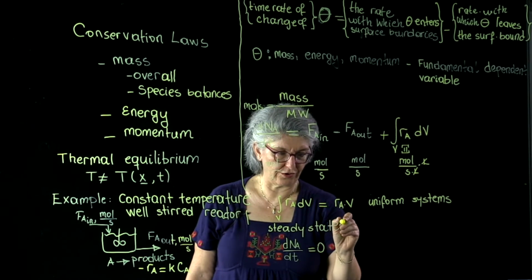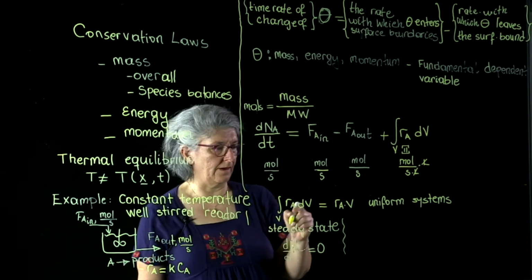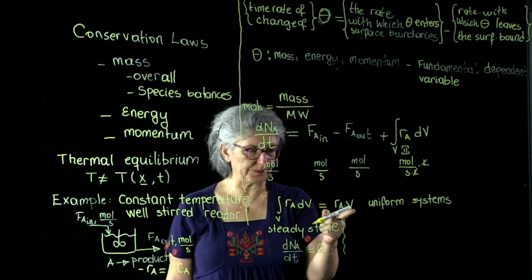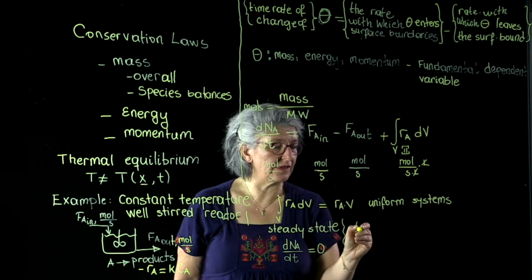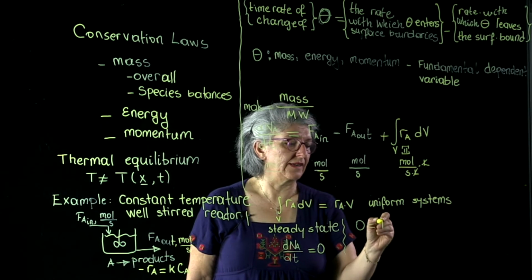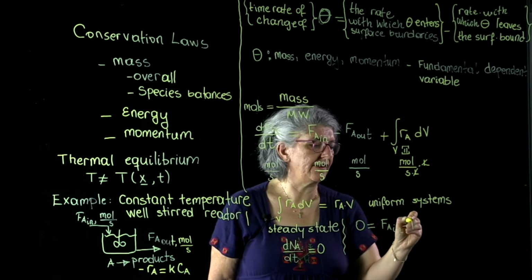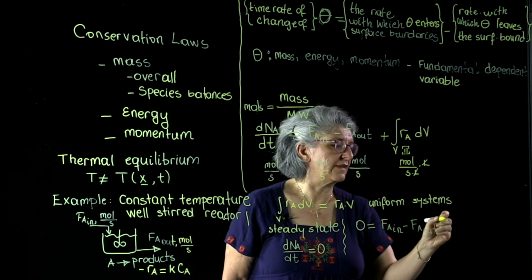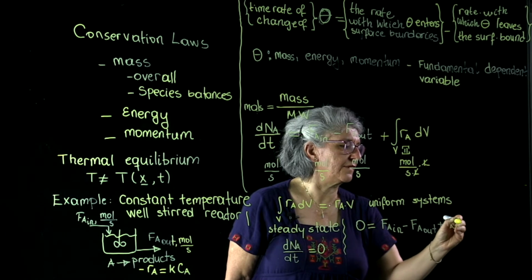Now let's first get the steady state solution. For the uniform systems, our rate expression enters as r_A times V. dN_A over dt is equal to 0. That is going to be simplified as F_A in minus F_A out plus r_A times V.